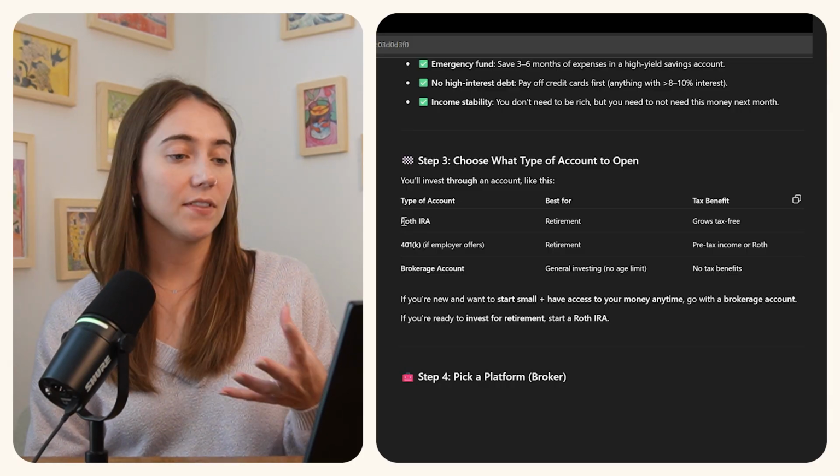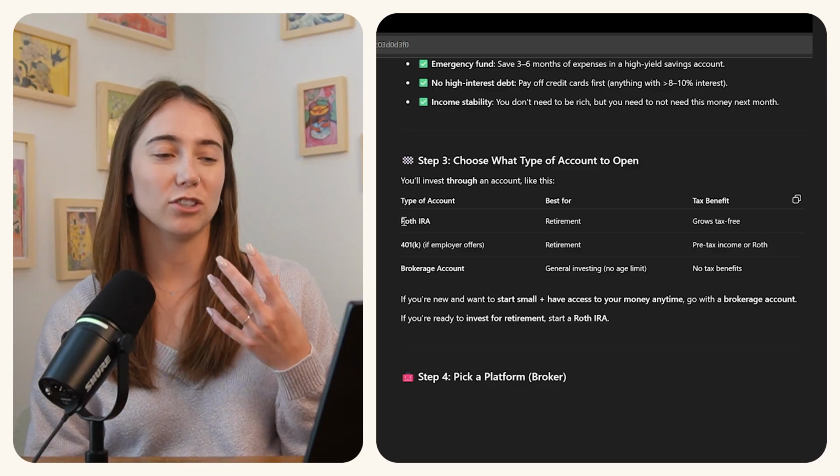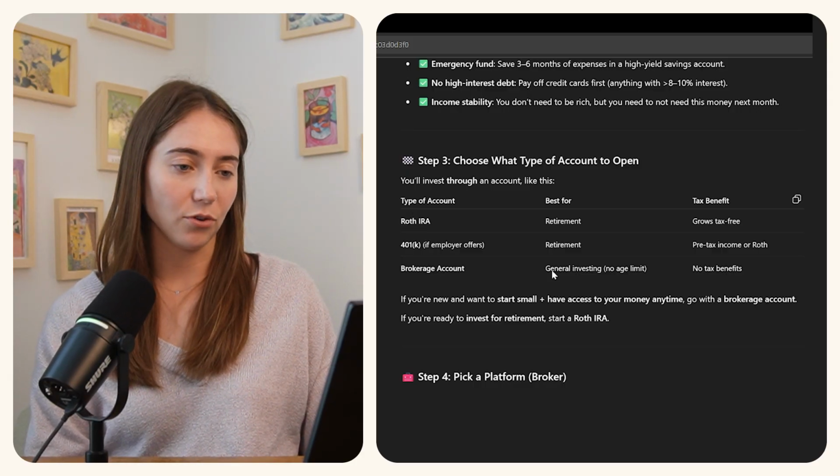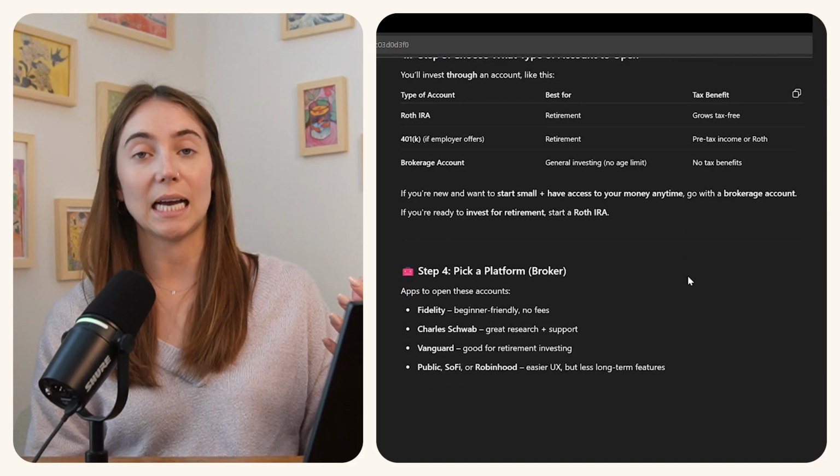But as it said, if this is something that you're very new to and you're super not comfortable with the concept of your money kind of being locked up, then a brokerage account is great. It just has no tax benefits and you will have to pay taxes on your gains.